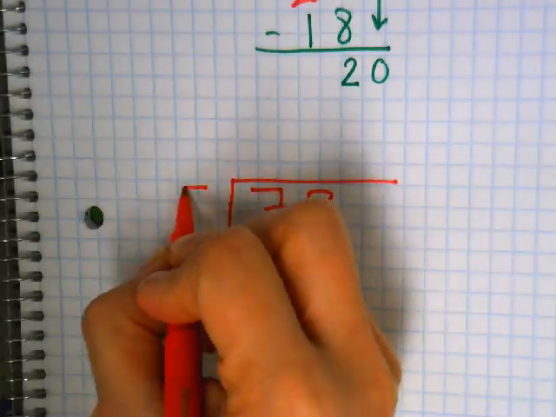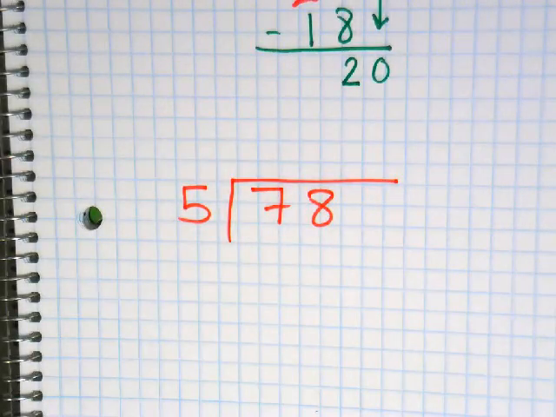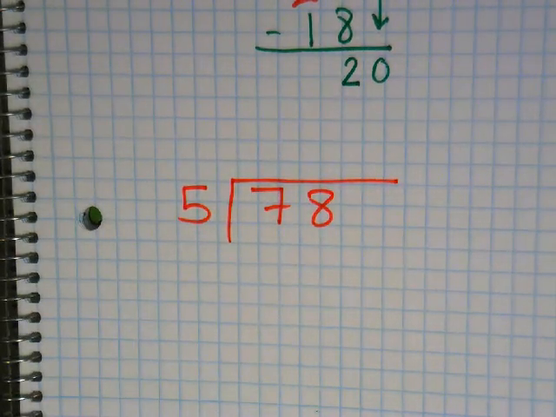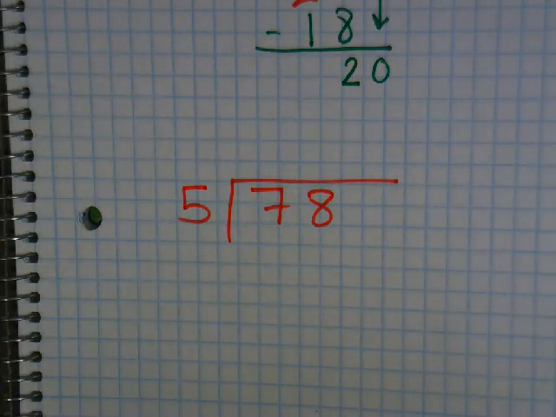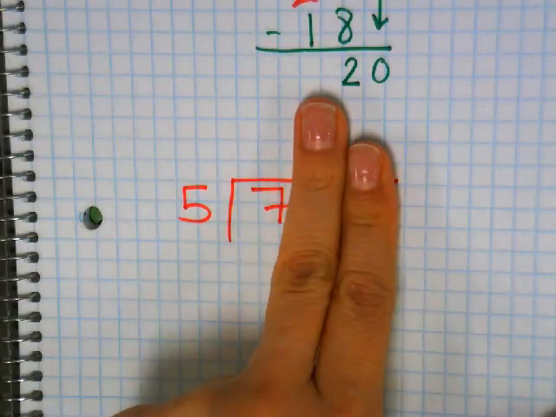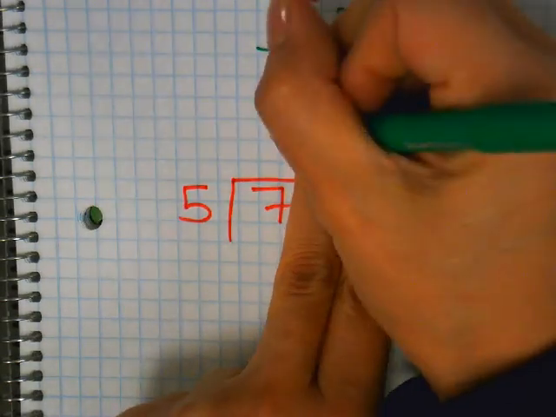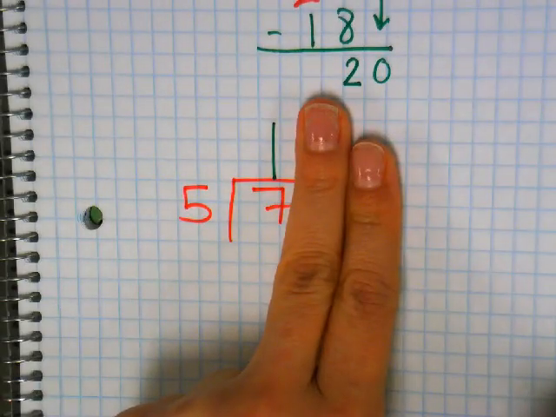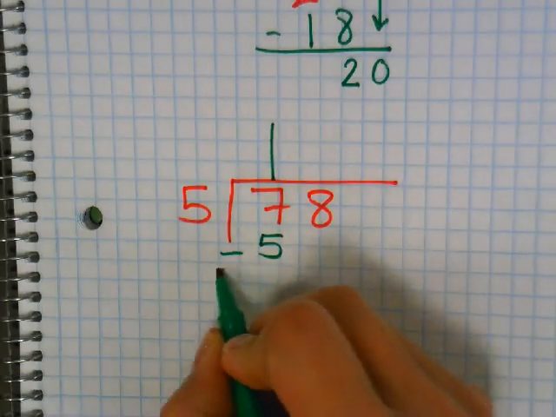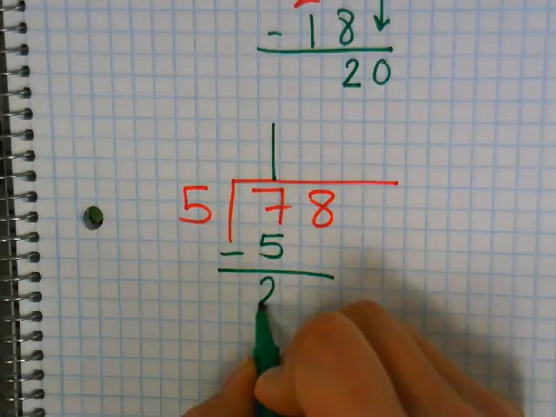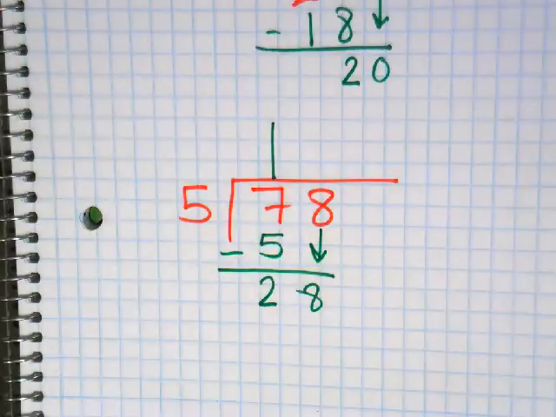78 divided by 5. Take one number at a time. Cover up. It's just 7. How many times does 5 go into 7? 1. So I put it on top. What's 1 times 5? 5. Our remainder is 2. Bring down the 8.